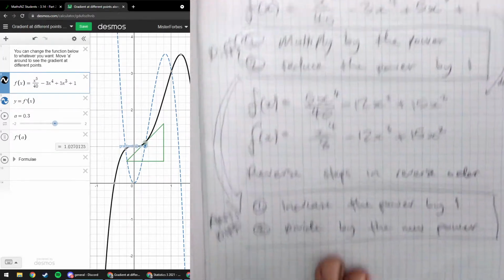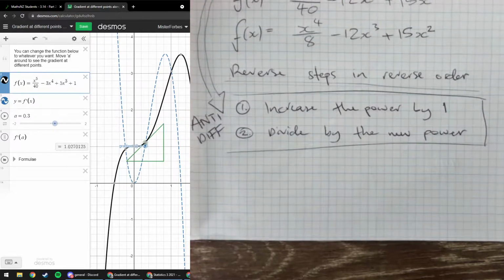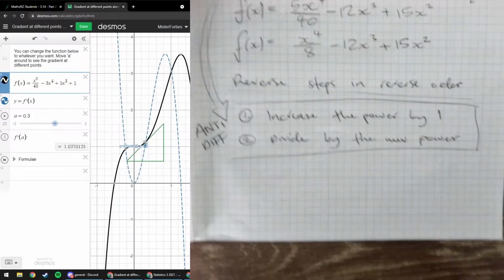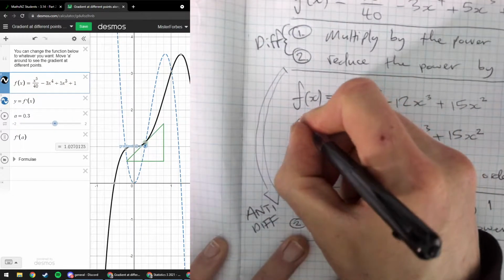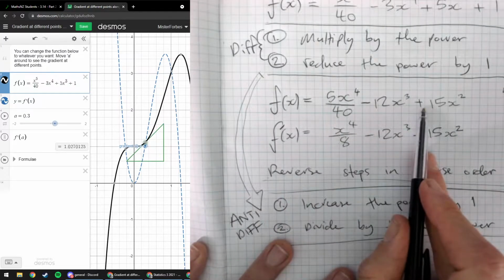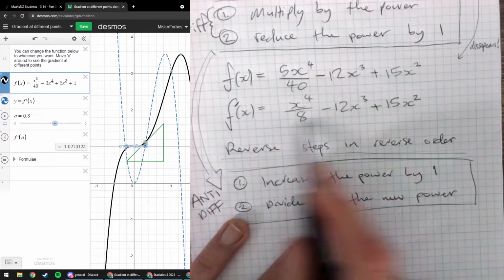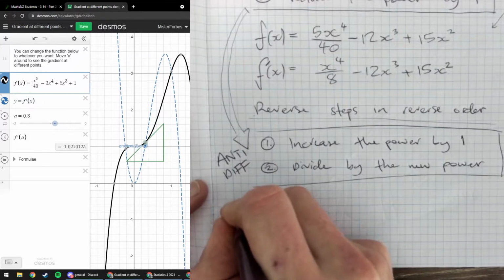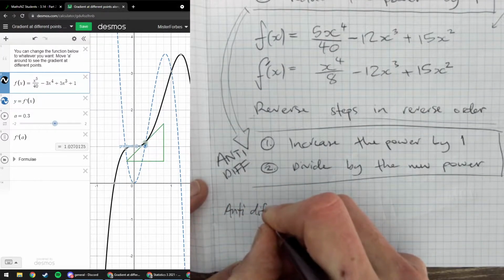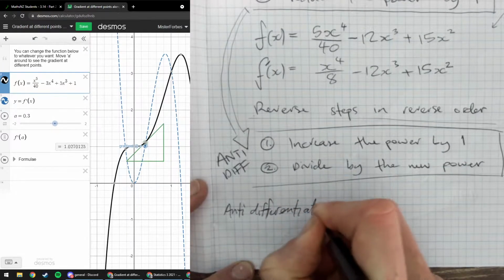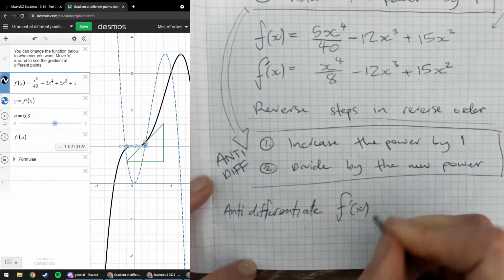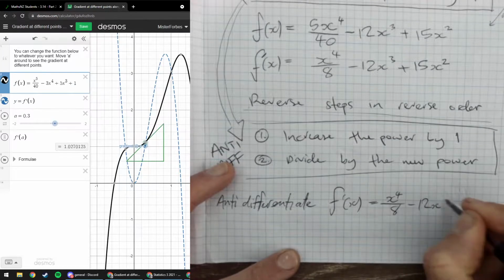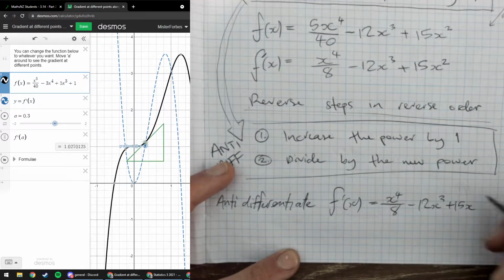So what we're going to do is let's anti-differentiate. I'm going to cover up what we had before. Let's anti-differentiate the answer that we found before. Whoopsies, I forgot to put a dash here. That's very important. So we had f of x, and then we differentiated to get to f dash of x. So let's start with f dash of x. So we're going to anti-differentiate our f dash of x equals x to the power 4 over 8 minus 12x cubed plus 15x squared.